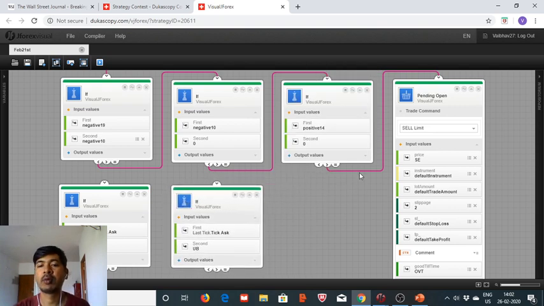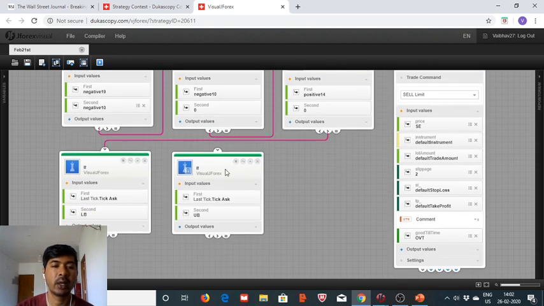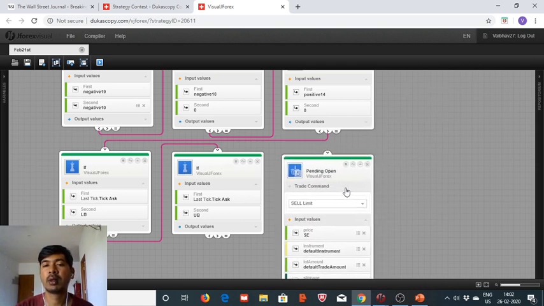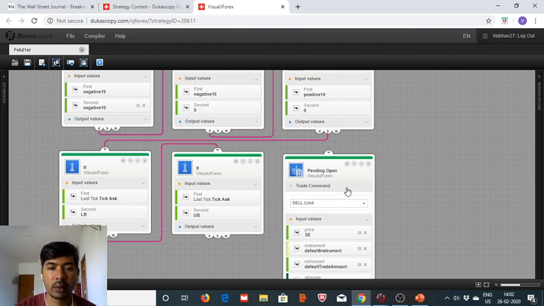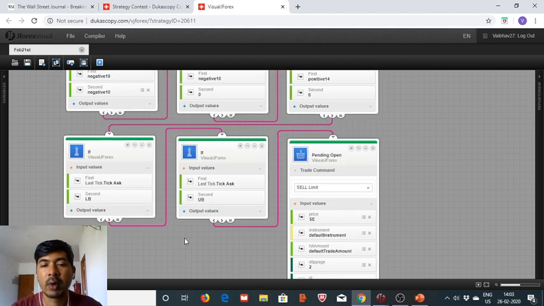Now the development so far suggests that the positive value should be greater, so we keep it as it is, and we bring in this thread here, and last tick ask is supposed to be greater than lower band. So lower band is connected to the next if condition, and we bring in this pending order closer to this. The last tick ask also needs to be less than the upper band, so we bring in this requirement.